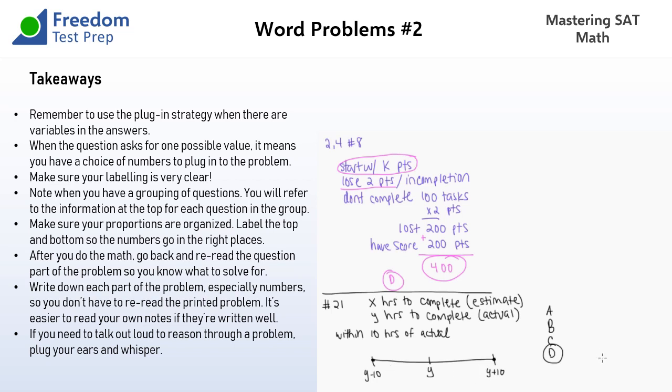Everything else is sort of adding, like A is adding X plus Y. Well, we're not adding the estimated time to the actual time. That doesn't make sense. And B says, let's see, Y is greater than X plus 10. Well, it's not greater than. It could be X plus 10, but it could also be X minus 10, right? So that doesn't work. And C doesn't work for the same reason. It's not less than -10. It's going to be in between these, and D actually kind of says that.